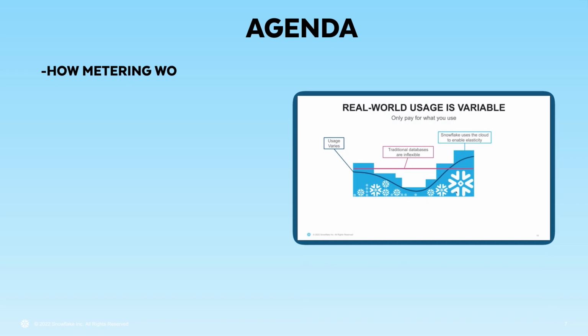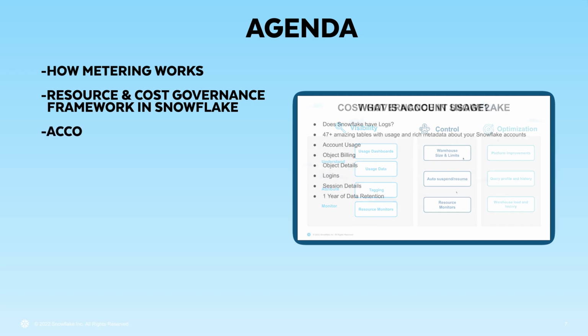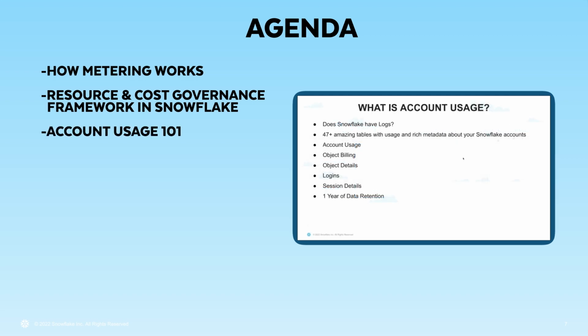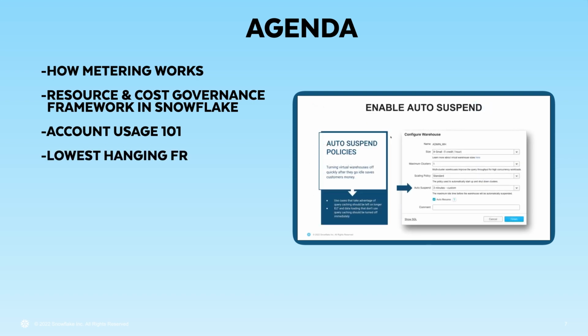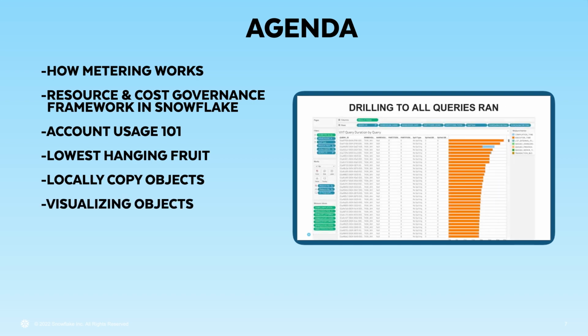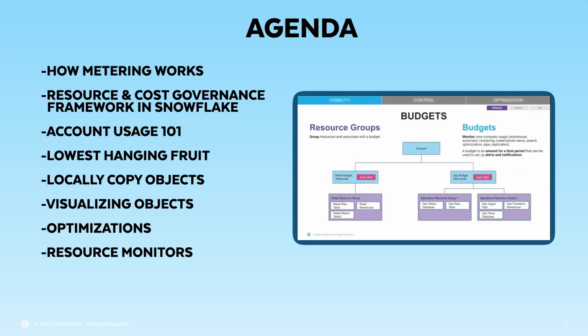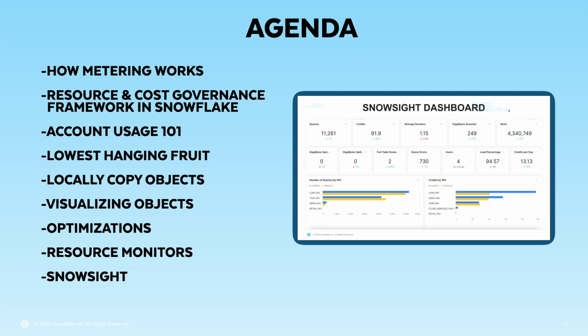So what we're going to look at today is, in general, how metering works. We're going to look at the resource and cost governance frameworks that are in place in Snowflake. We're going to show you the account usage schema 101. What's there? How can you use it? We'll look at the lowest hanging fruit in any Snowflake account. We'll look at how to copy objects locally from account usage into your own accounts. We're going to visualize some objects, perform some additional optimizations. We're going to set up resource monitors and even show you how to use Snowsight to do a lot of this work.